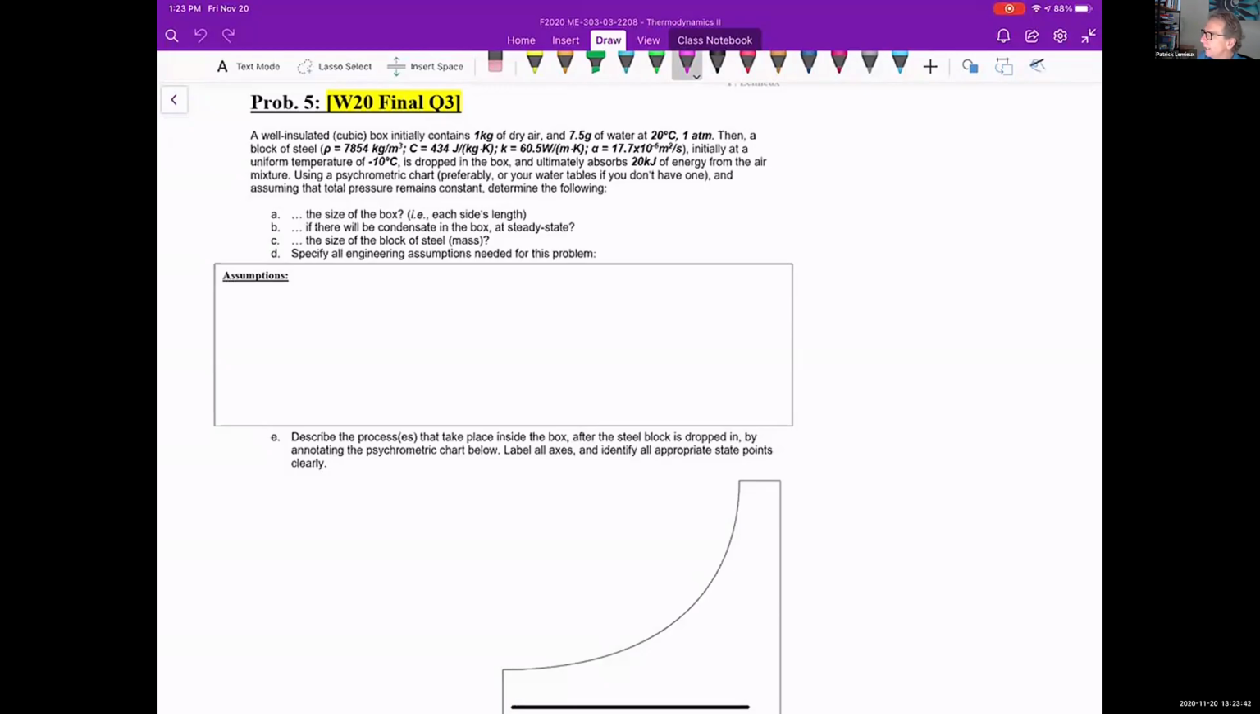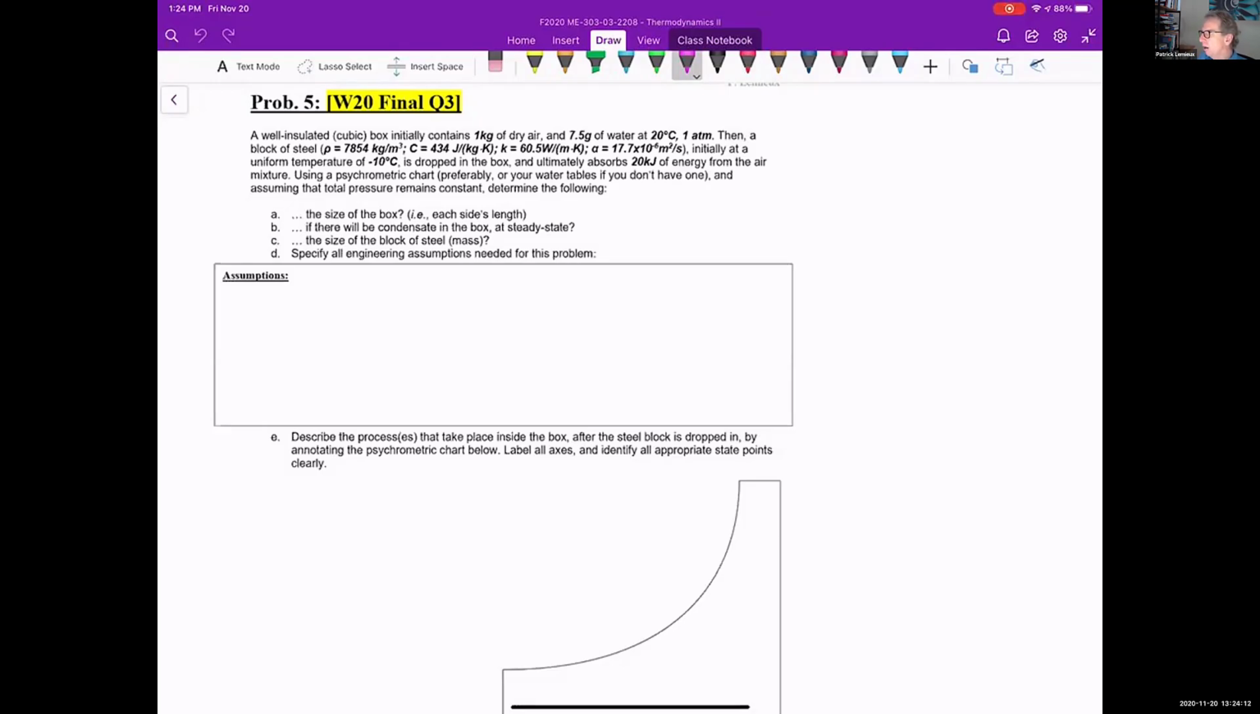Once you reach the second steady state, after dropping in the steel block, is there liquid water in the box? In other words, did you absorb so much heat that you're now condensing the water or not? If you're not, then presumably the relative humidity of the air inside the box has simply gone up, because you dropped the dry bulb temperature of the air.